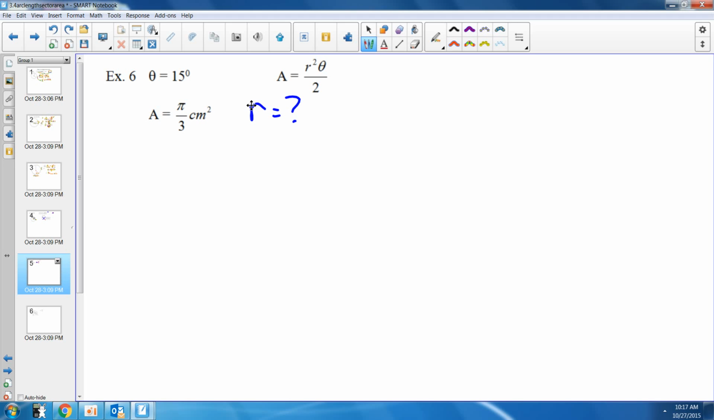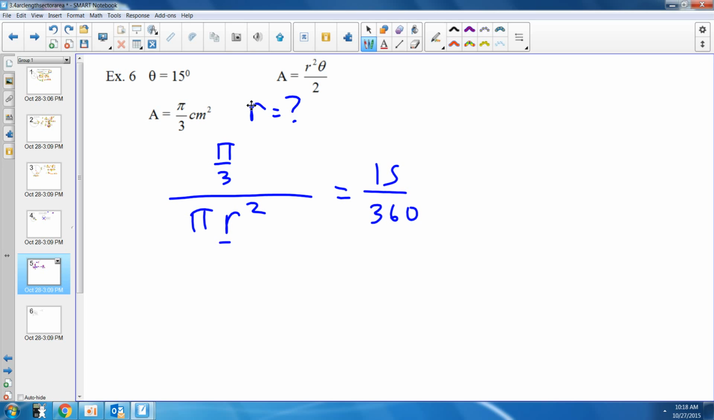All right, so I have area equal to... the area is what I'm given, so it's going to be pi over 3 over the whole area, which is pi r squared, equals area of the sector over the whole area of the circle equals, and now what I want to do is write down the theta, which is my central angle, 15 over 360 degrees. Setting it up is the same way. Our focus is to solve for that r right there. Notice I didn't have to change this to radians because it's part over whole.